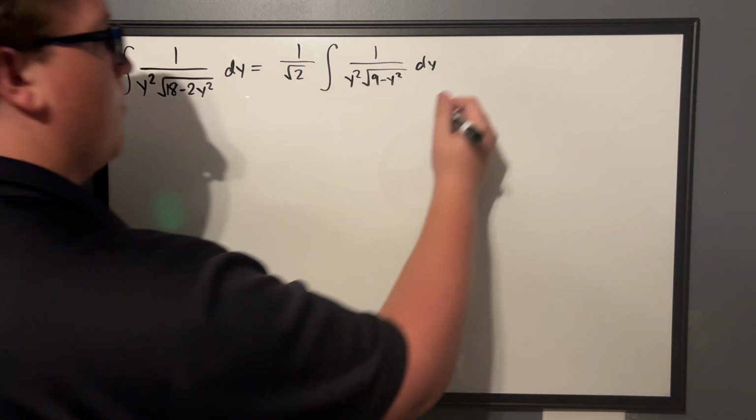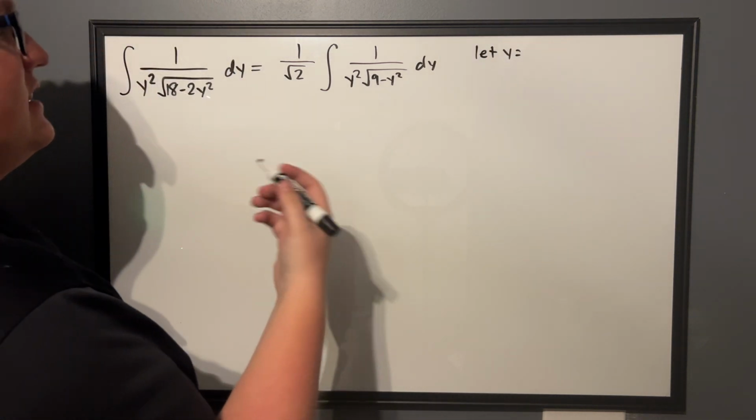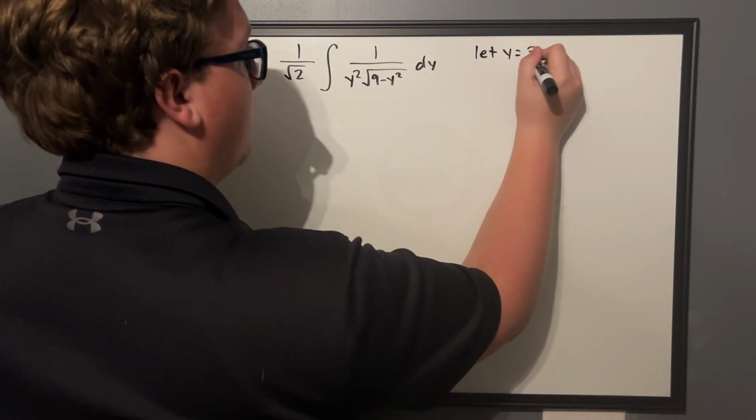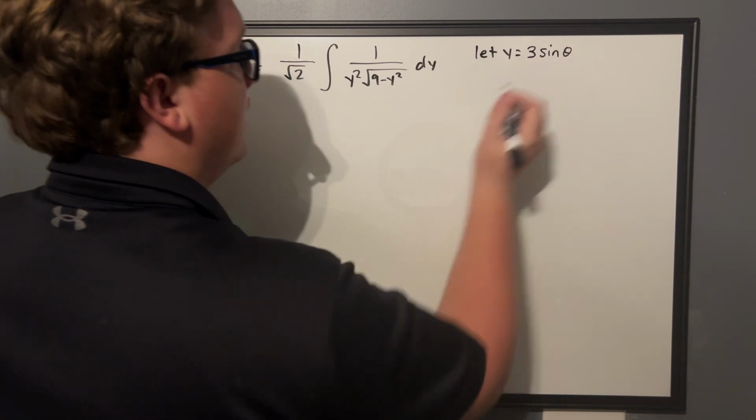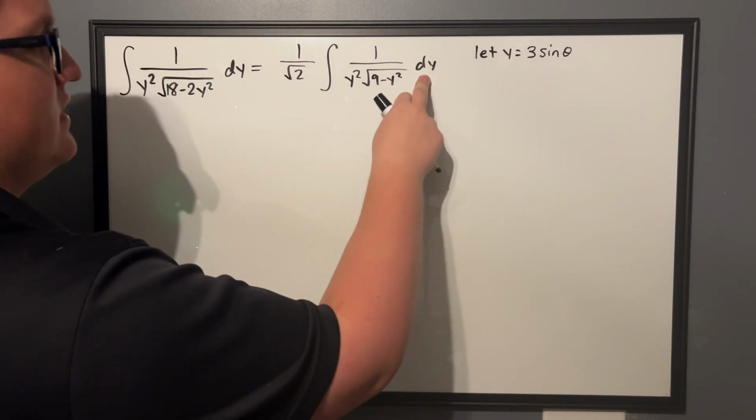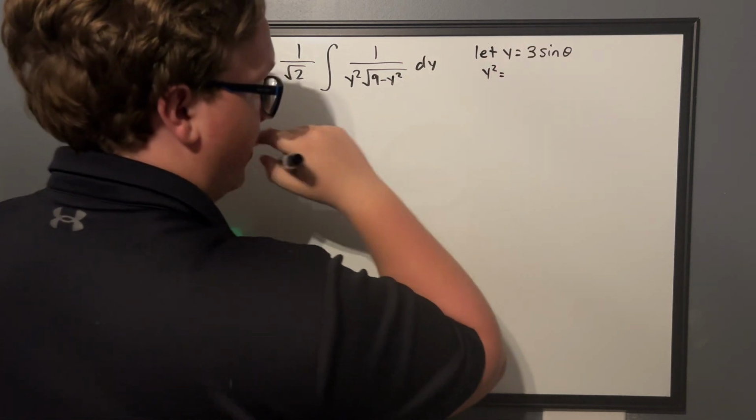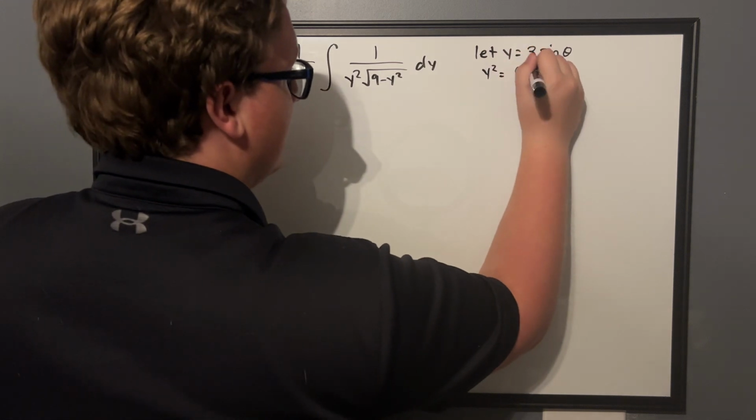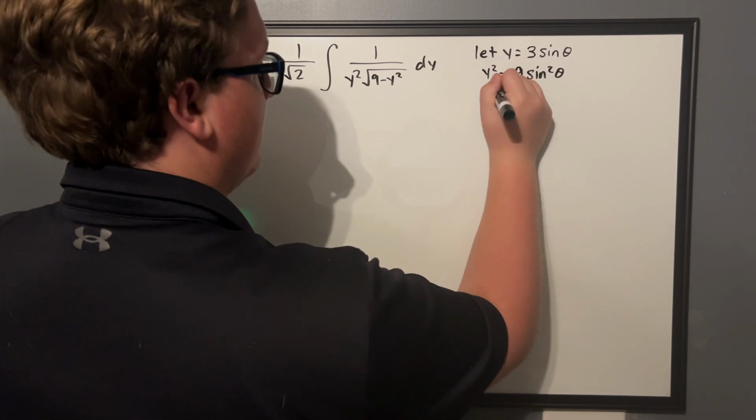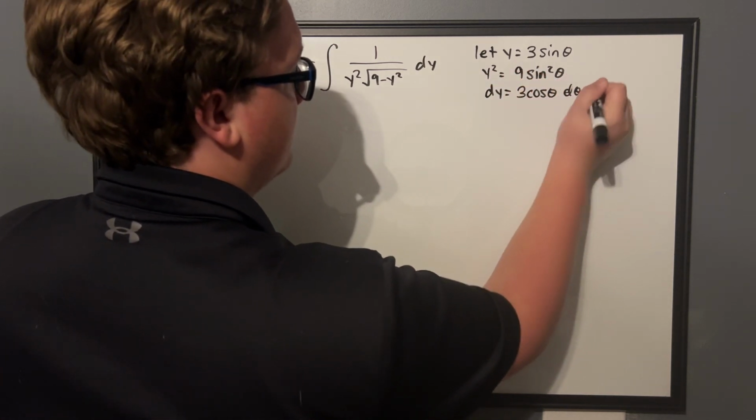So we have the form a squared minus, in our case, y squared. When we have that form, we let y equal a sine theta. In this case, our a is 3, because that's the square root of 9, so y equals 3 sine theta. Now we're going to need two things, because we still need to replace this y squared, and we also need to replace the dy. If y is 3 sine theta, then y squared, just squaring that, is going to be 9 sine squared theta. And then dy is the derivative of y, so that's going to be 3 cosine theta d theta.